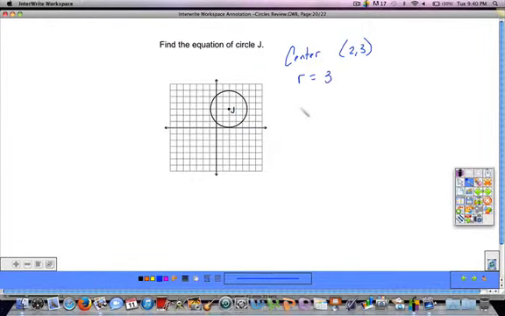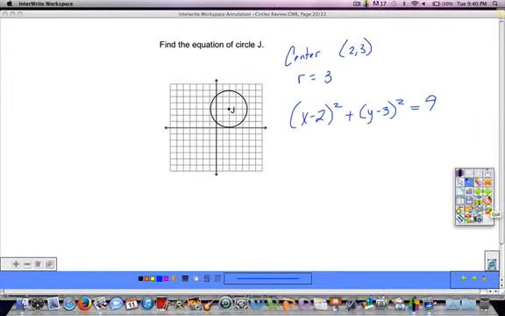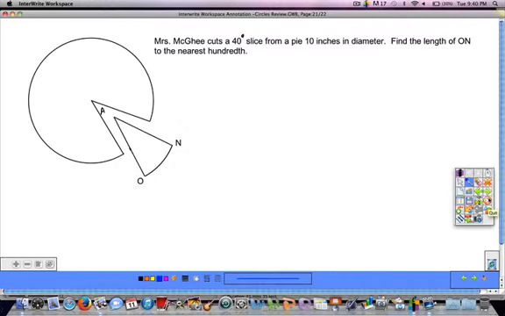Radius is 3, which gives me x opposite, right? Minus 2 squared plus y minus 3 squared equals r squared. So that's 9, not 6, friends. Don't double it. Square it. All right, we have 2 to go.